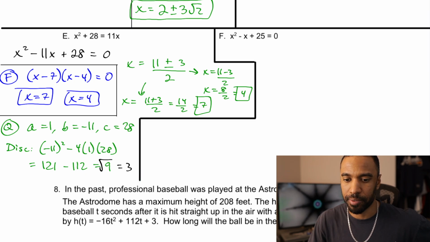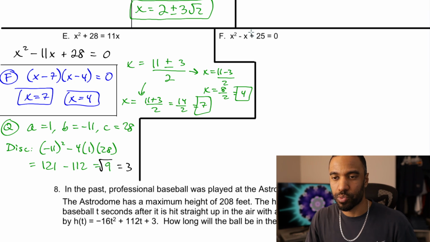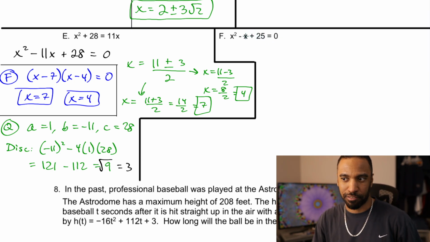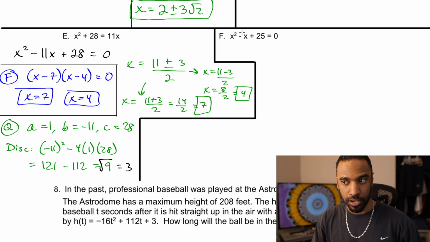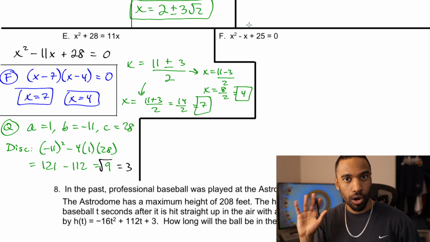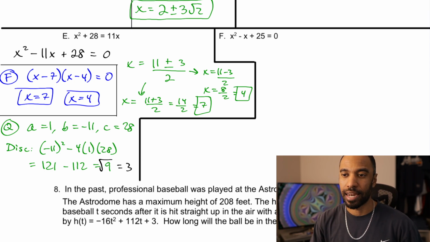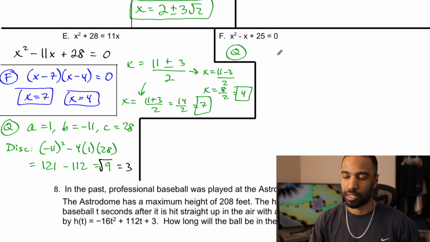So letter F's the last word problem here. 10 more minutes. Let's see if I can do this in 10 minutes. X squared minus x plus 25 equals 0. That's not factorable. Your factors of 25 are 25 and 1 or 5 and 5. I don't have a difference of negative 1 there. Too bad. I don't want to complete the square either because of the odd coefficient, my only option is the quadratic formula. And it's already in standard form, so let's do quadratic formula here.